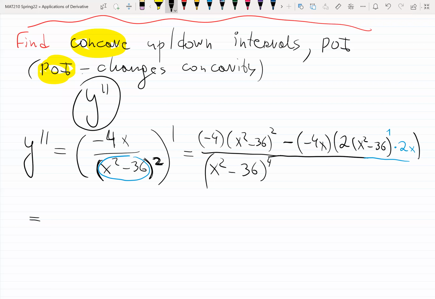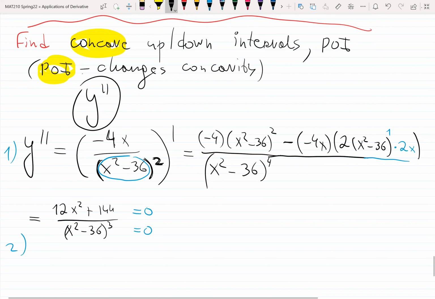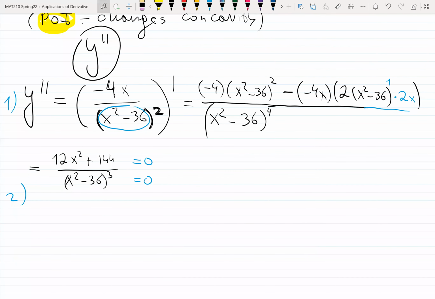When you simplify it, it looks like so. It's global maximum, second derivative. Oh, nice. 12x squared plus 144 all over x squared minus 36 cubed. What do we do? We find critical points. So step 1 was find the derivative. Step 2, critical points come from setting the numerator and denominator to be 0. Stationary points and singular points.